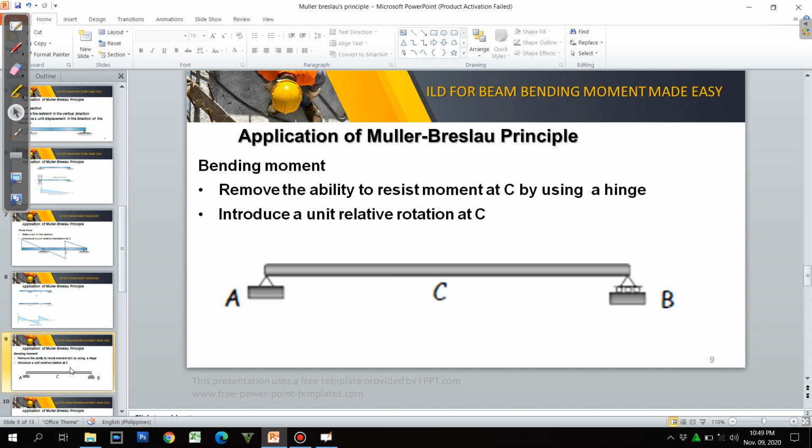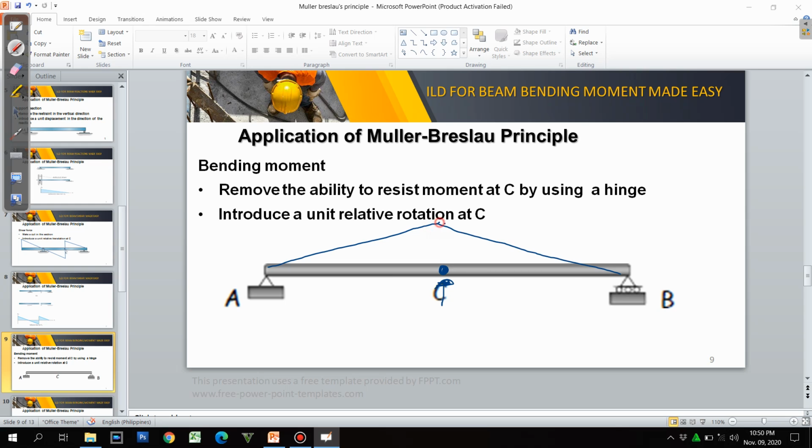So next, for the bending moment, we remove the ability to resist moment at C by using a hinge. So in short, we'll just have to place here a hinge support. Okay, so place there a hinge, and then we're gonna push this hinge upwards. Okay, introduce a unit relative rotation at C. So what will happen? So it will have this behavior.